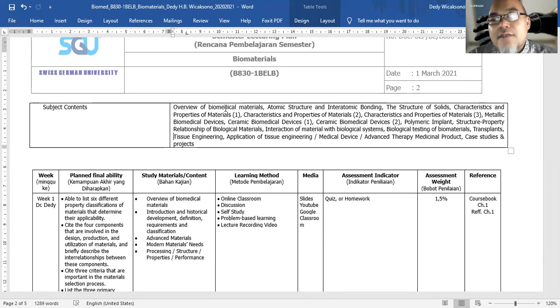Then after that, we will study some characteristics and properties of material. Especially emphasis will be given on mechanical properties, since this is the most widely used properties of the material in the biomedical application. Like for the bone implant, the current bone implant, etc.